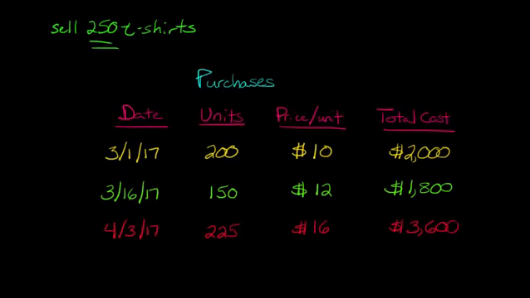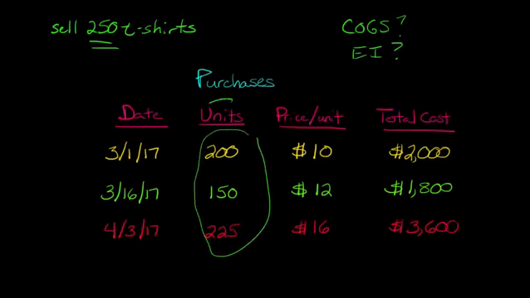So you look in your inventory, you look at your purchases of all the t-shirts that you have, and you have to say, okay, how do I compute my cost of goods sold? And what's my ending inventory, EI, going to be? Because look, here's the amount of units that you've purchased. You purchased 200, then 150, and then 225 on 3 different dates.